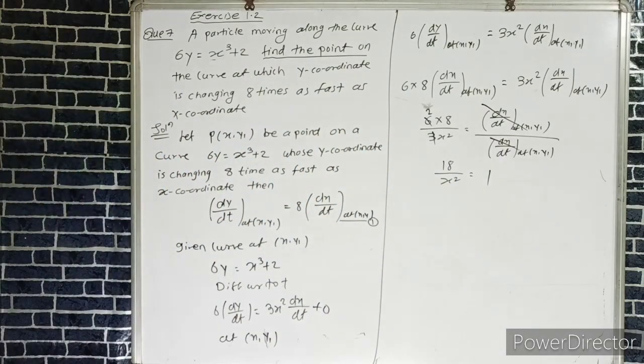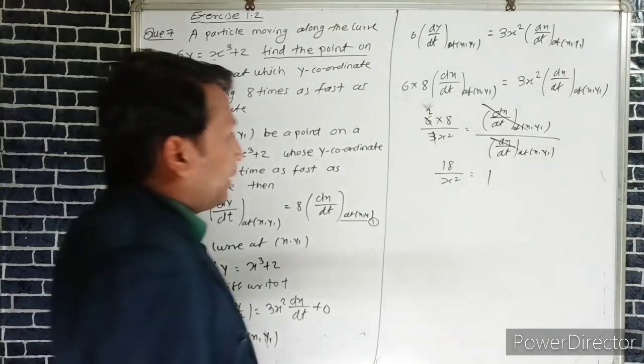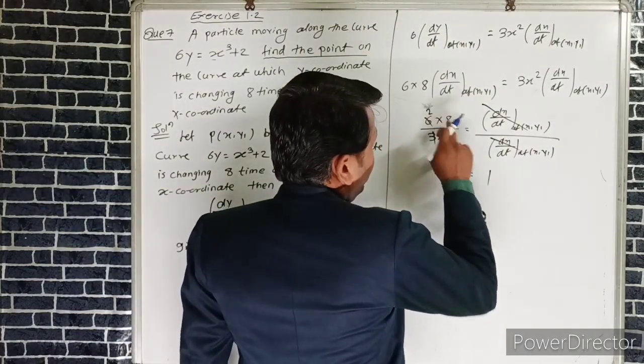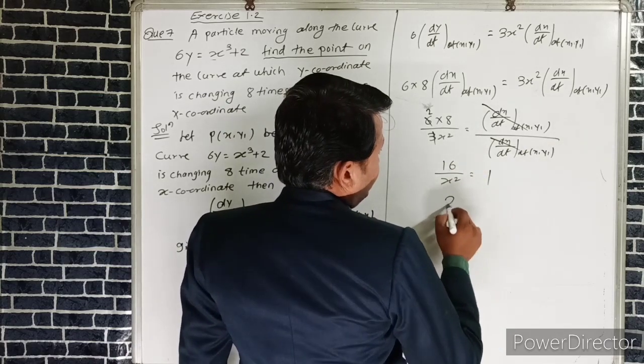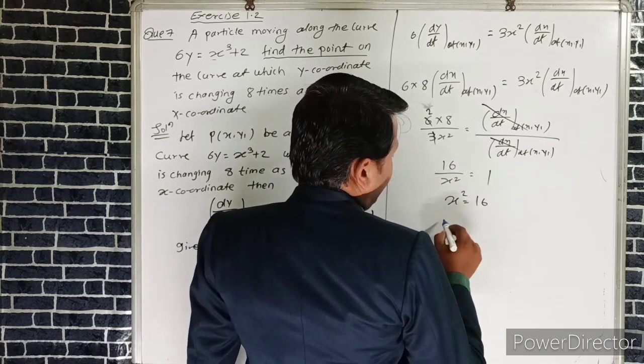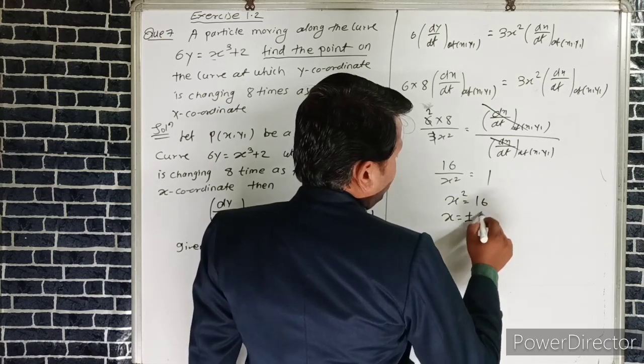So here we have to find the value of x. Here 2 into 8 is 16. If we shift x square to the right side, we can write x square equals 16. Hence the value of x is plus or minus 4.